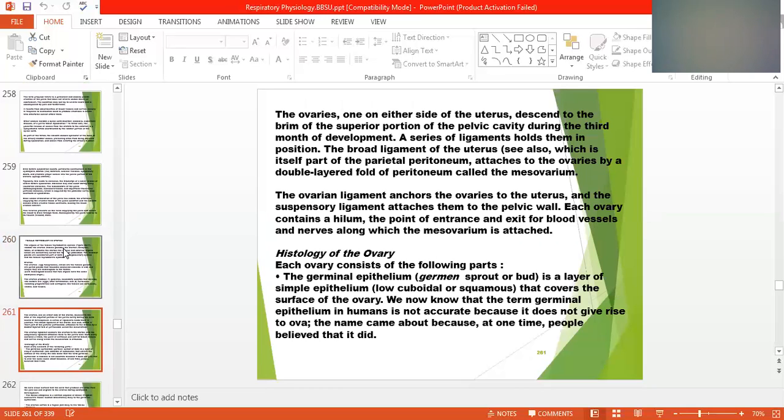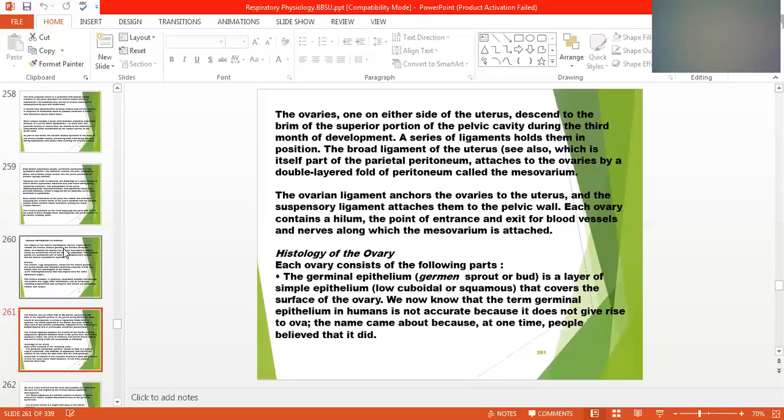The ovaries, one on either side of the uterus, descend to the brim of the superior portion of the pelvic cavity during the third month of development. This means the ovaries develop at the third month in the mother's uterus, when the embryo is only 3 months.